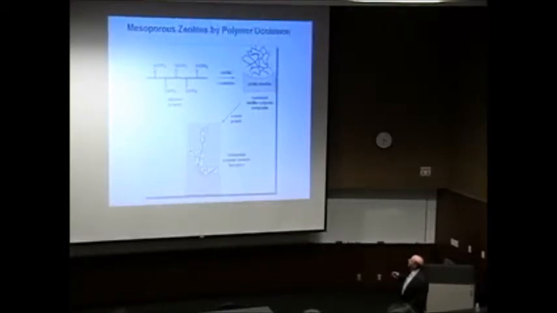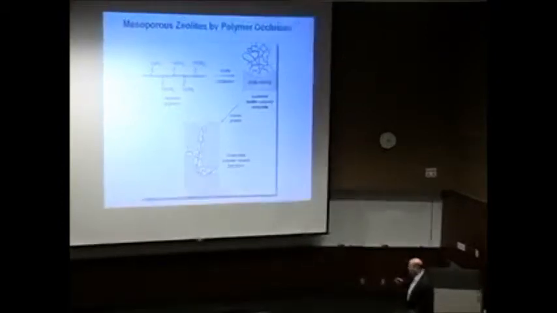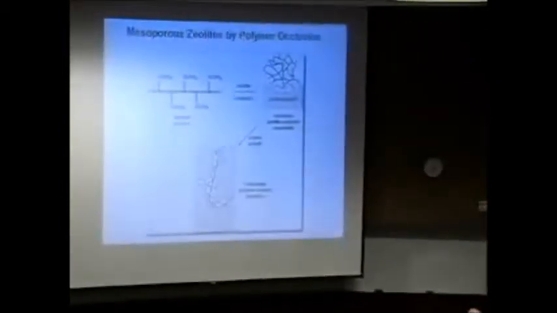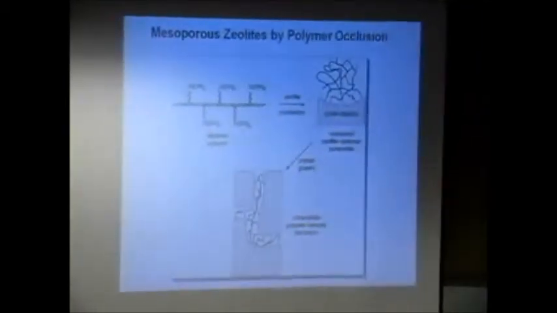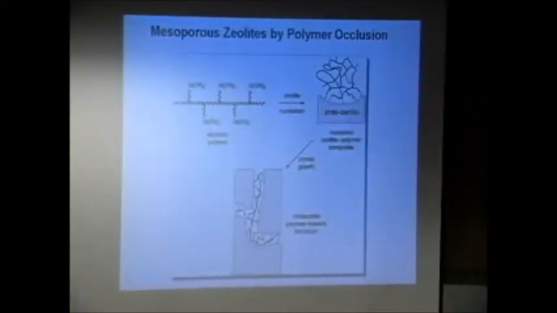And the way we did that is to simply silylate a polypropylene, polyethylene imine. I'll show you that in the next slide. Incorporated into the synthesis gel and forming what's called a proto-zeolite precursor, and then having the system crystallize. And in fact, it does work.